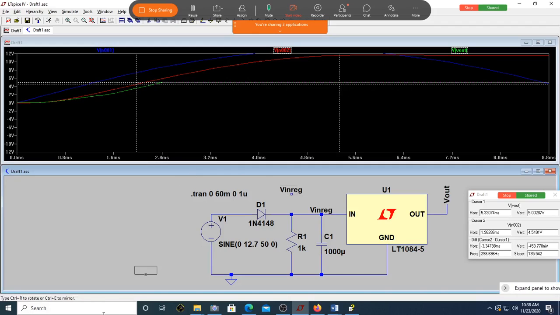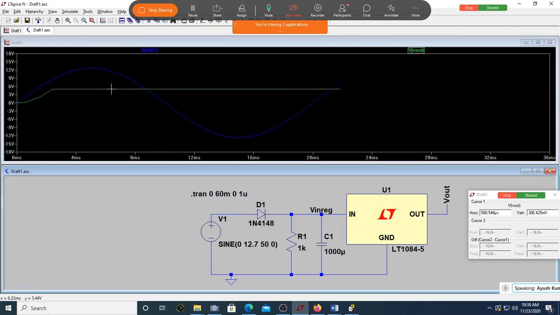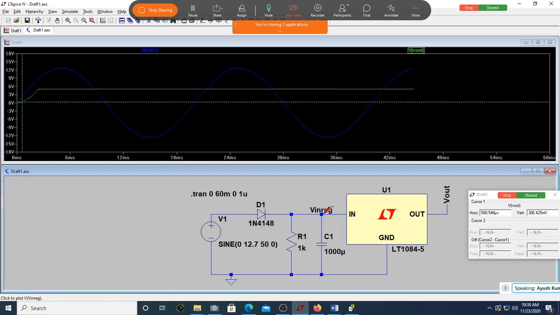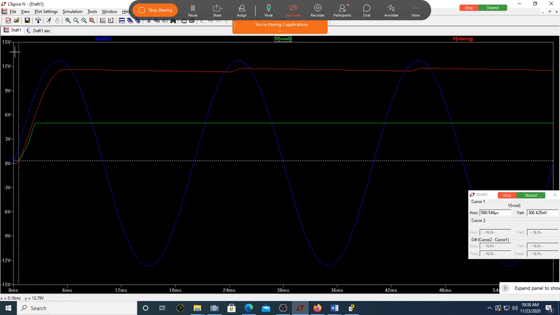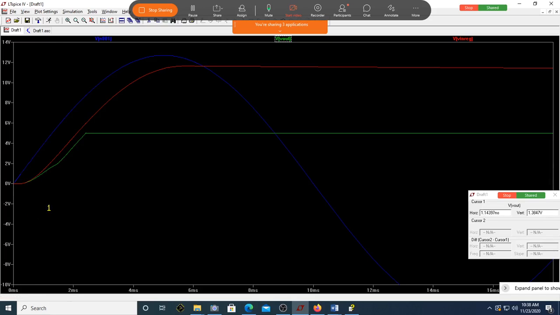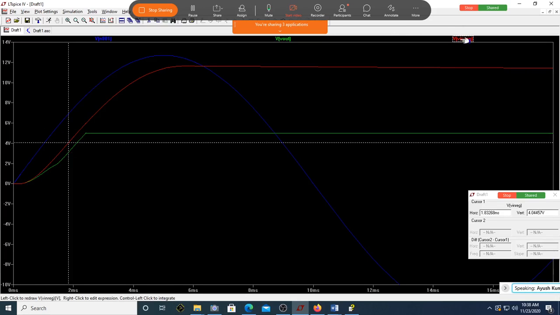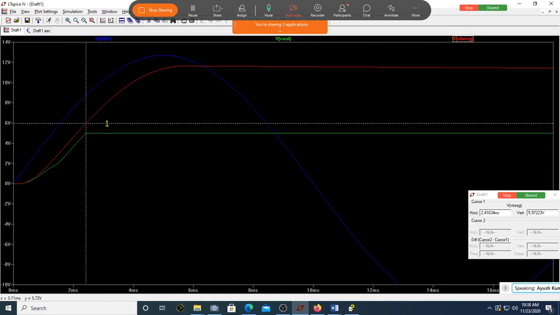Okay, now F5. I will cut this. Now I'll rerun it. Can you see the red one corresponds to input to the regulator and the green one is output of the regulator? Yes, sir. Shall I just take one cursor on this input? Can you see after this input voltage, does the output become 5?